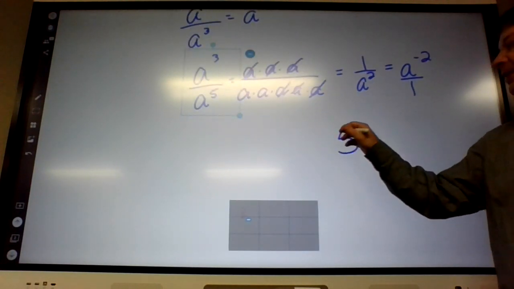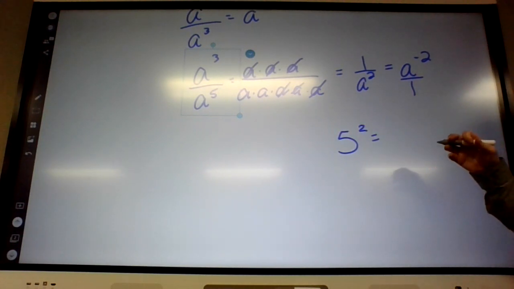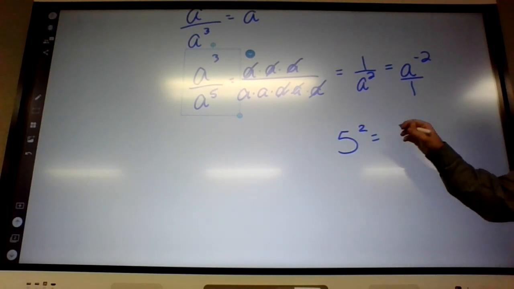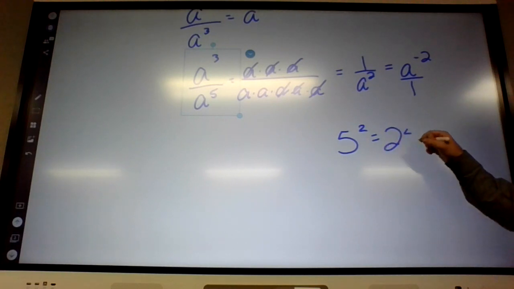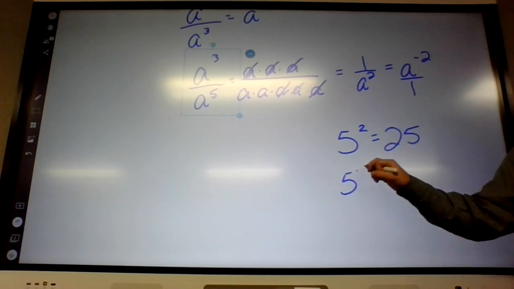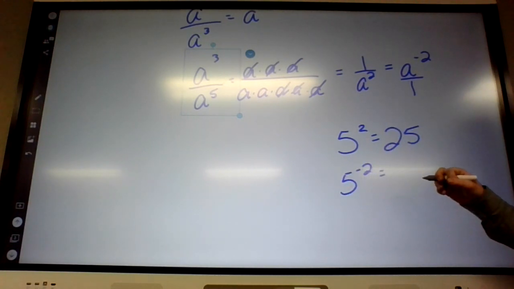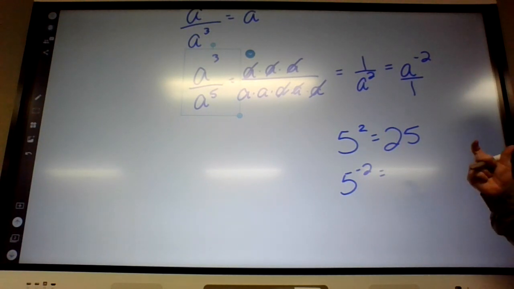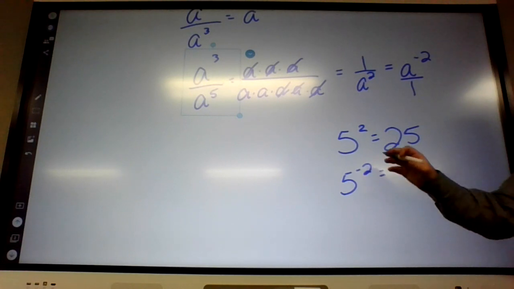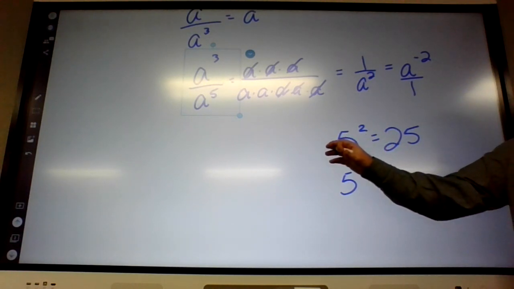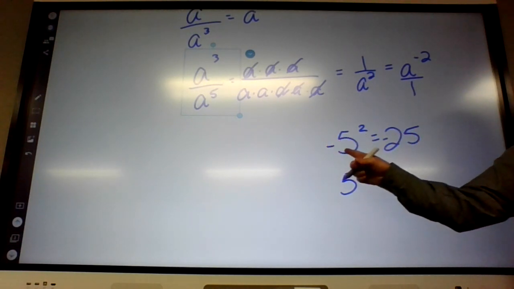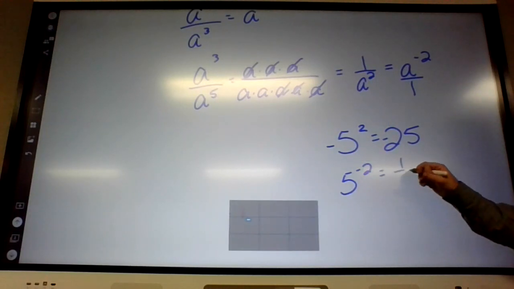So like, what's 5 squared? 5 times 5, so it is 25. So 5 to the negative 2 is 1 over 25, not negative 25. If there was a negative out here, that would be negative 25. But in this case, it's 1 over 25.